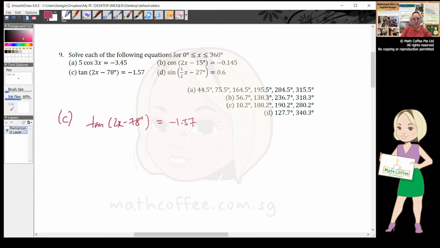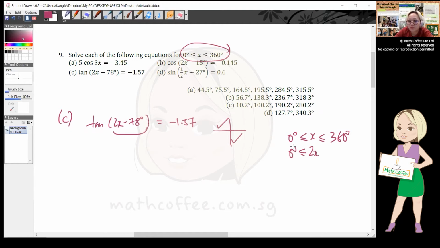Okay, so over here, tangent blah blah blah equals to minus 1.57. So same thing, tangent negative, it will be in the second and the fourth quadrant. Let's start. Our answer range will be x is between 0 degree and 360 degree. And then after that, this is a bit different. This time around is 2x minus 78. So let's do my 2x first.